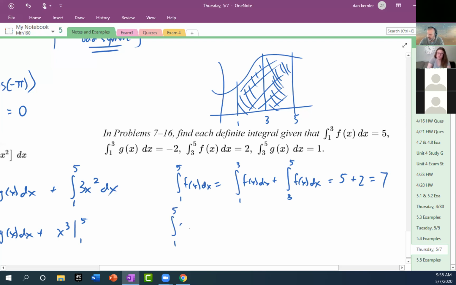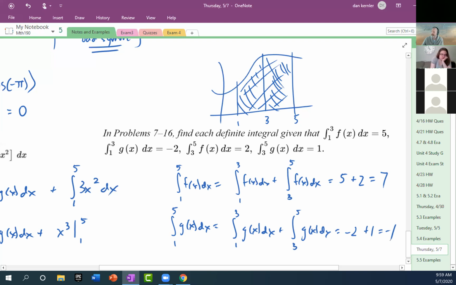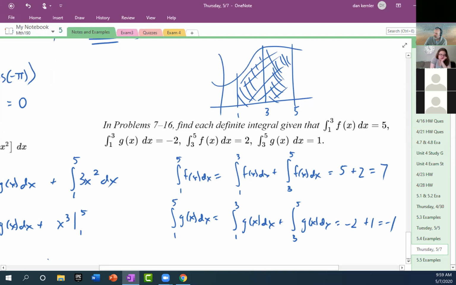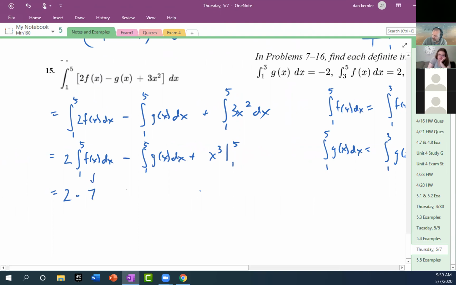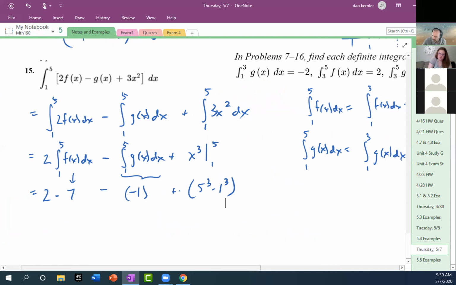And so similarly, the integral from 1 to 5 of g of x dx is the integral from 1 to 3 of g of x dx plus the integral from 3 to 5 of g of x dx. And that one is -2 plus 1, so that's -1. We're going to then pull those over here. 2 times 7, that one was 7, minus, and then this one was -1. And then here we'll just do 5 cubed minus 1 cubed, just the normal evaluating of that definite integral. And so we get 14 plus 1 plus 125 minus 1, and that's 139.